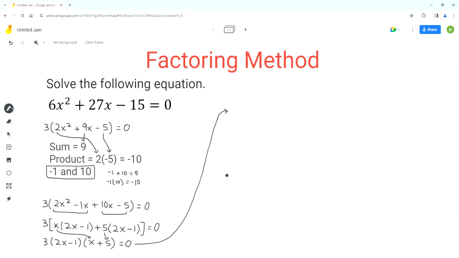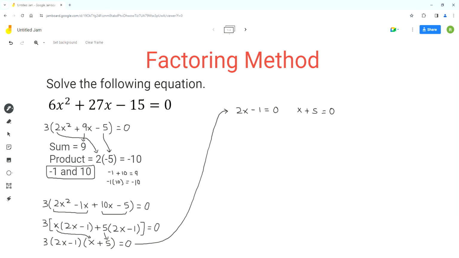Now we have to solve this equation by making these two factors equal to 0 and solve for x. We can ignore this 3 here because 3 is just a constant. It won't give us a value for the variable. So our first case is 2x minus 1 is equal to 0. And our second case is x plus 5 is equal to 0. Now we have to solve for x in both cases.